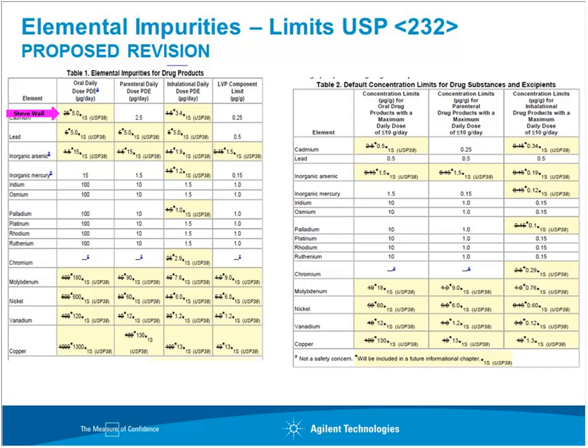So for example, cadmium: we can see that cadmium was 25. In the new proposed revision, that value is changing to 5 micrograms per day. So you can see there's quite a few changes proposed to the limits. Over here in Table 2, we can see the default concentration limits, and these are for the drug substances and excipients. In this case, a 10-gram sample size was used, so basically that moves the decimal place over one time. So we can see that everything is about 10 times lower for the example of a 10-gram daily dose.